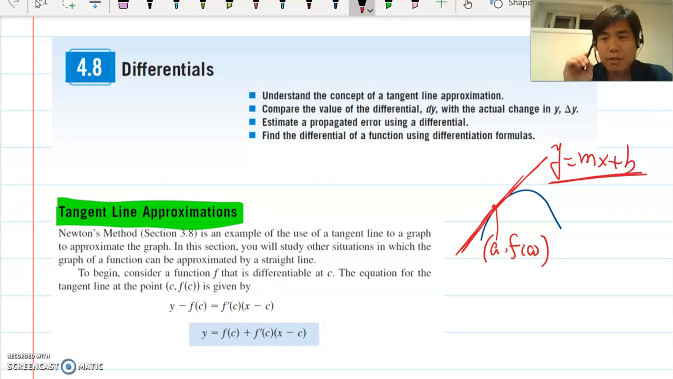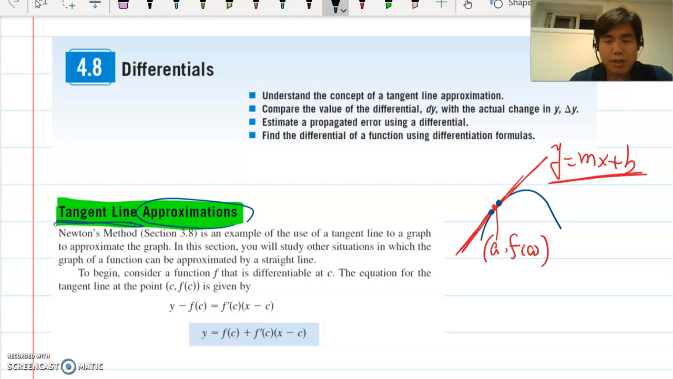Based on this, we can approximate the dependent value for an x value very close by, such as maybe this point, which is a tiny bit bigger than a. This one is a little bit less than a, like that. I'm going to show the table later, but based on that tangent line equation, we can approximate very close outcome values. Of course, it is not accurate though. We just approximate the value.